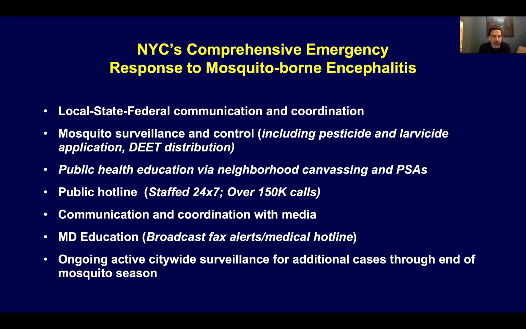And it included not just surveillance for human cases, but also doing surveillance for mosquitoes and trying to control the mosquito population, including pesticides, but also larvicides to eliminate mosquito breeding sites, or to eliminate the larvae that could be breeding mosquitoes, and distributing mosquito repellent to the general population so that they could protect themselves as well. Lots of public health education, including public service announcements and neighborhood canvassing. We set up a hotline that was staffed 24/7 and received many, many calls over the course of weeks and months. Lots of communication and coordination with the media, lots of physician education, including health alerts, and ongoing citywide surveillance for additional cases through the end of mosquito season, which officially ends when the first frost happens.